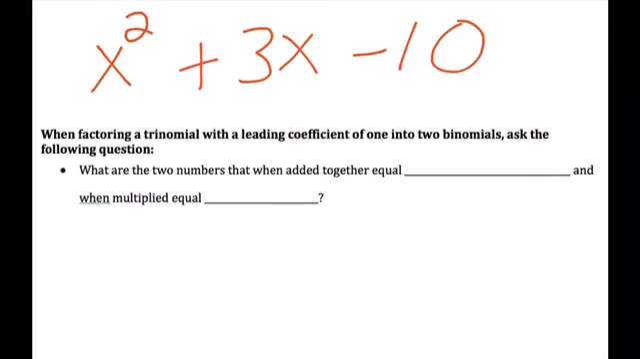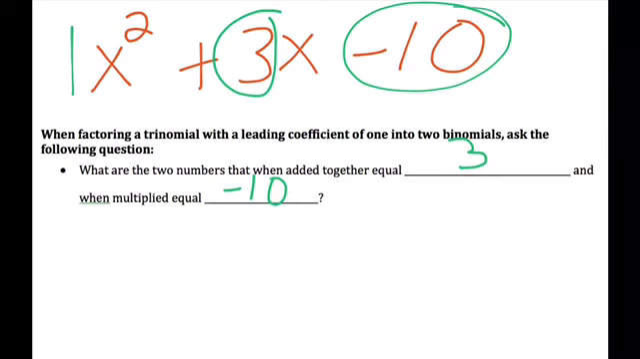Okay, so if I have x squared plus 3x minus 10, let's go ahead and read this question here. When factoring a trinomial with a leading coefficient of 1, all that means is that this right here has a 1. That's a leading coefficient of 1. To factor into two binomials, ask the following question. What are the two numbers that when added together equal 3 and when multiplied equal negative 10? So what are the two numbers that when added together give me this 3 and when multiplied give me the negative 10?